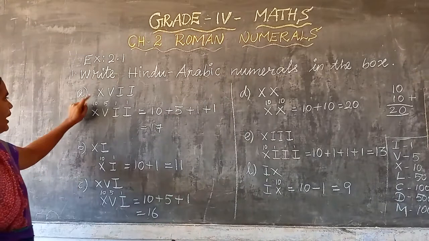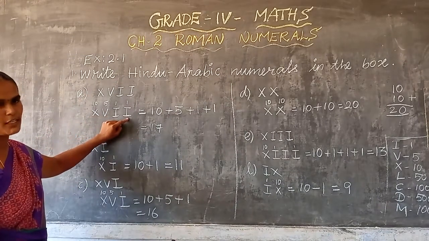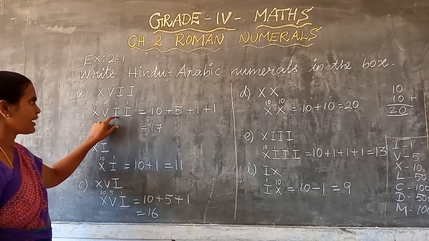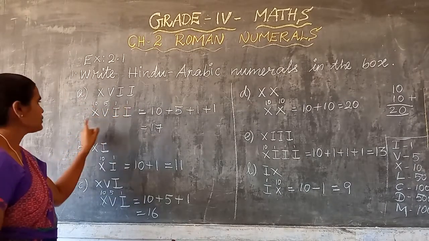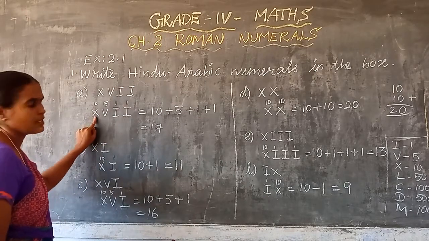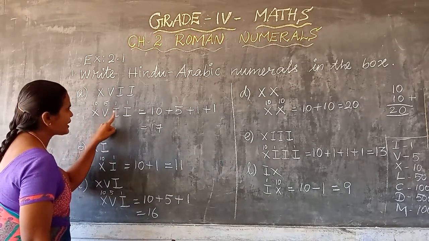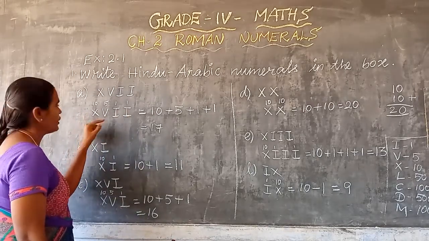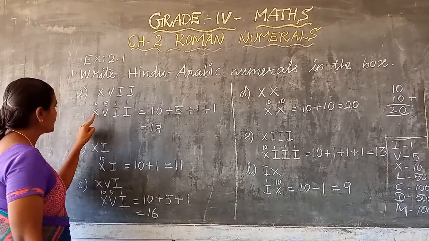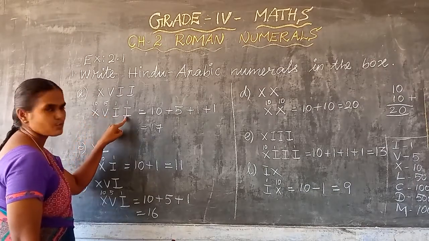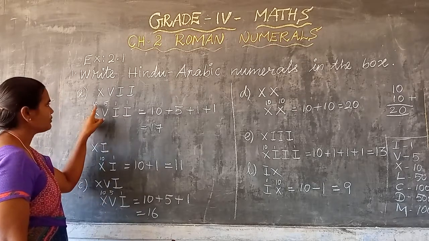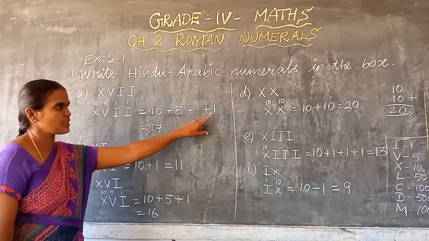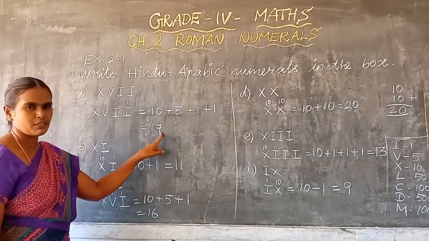So look at your XVII. So first write the value. X means 10, V means 5, I means 1, I means 1. So here which one is the greater number? X. So greater number, right side we have small number means addition. Left side small number means subtraction. Here we know the rule. Greater number, right side we have the small number. So addition. So 10 plus 5 plus 1 plus 1. 10 plus 5, 15. 15 plus 1, 16. 16 plus 1, 17.